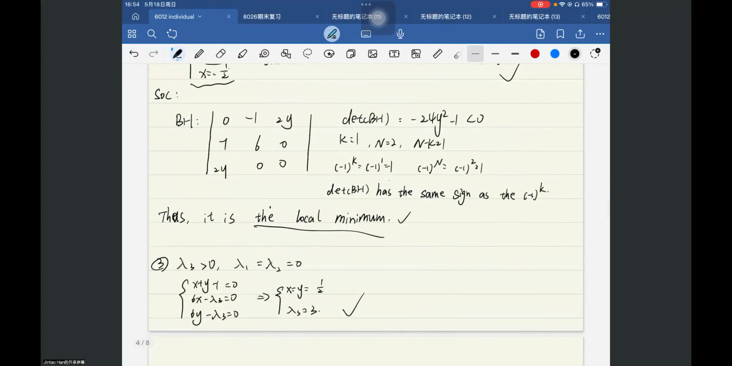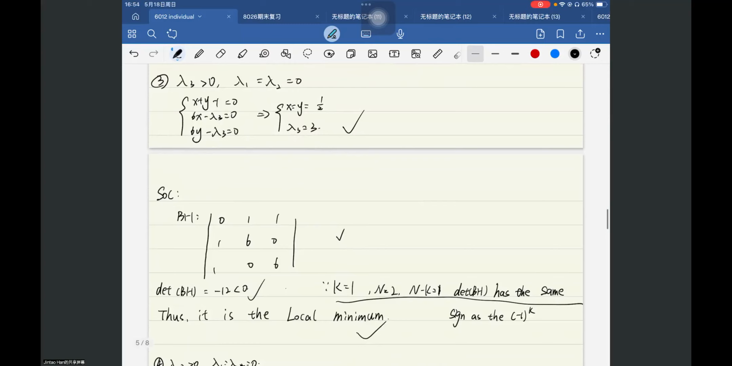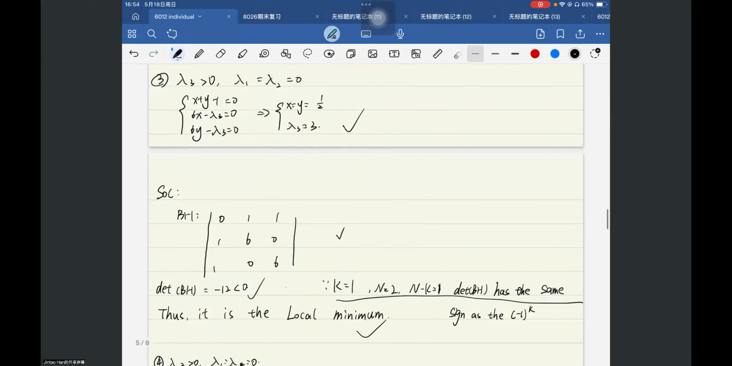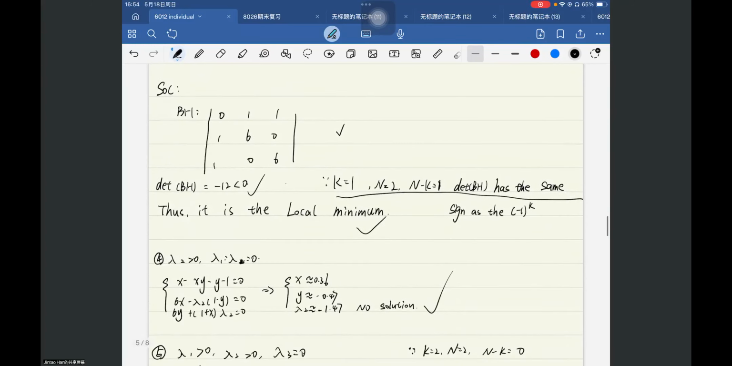Okay, we move to the third situation, lambda 3 larger than 0 and lambda 1 equal to lambda 2 equal to 0. In this case, we can find x equal to y equal to 1 over 2. Then we do the second order condition, and we solve the determinant of the bordered Hessian, which is negative 12, less than 0. And we find the sign of the determinant of the bordered Hessian has the same sign as negative 1 to the power of k, where k is equal to 1. So this is the local minimum.